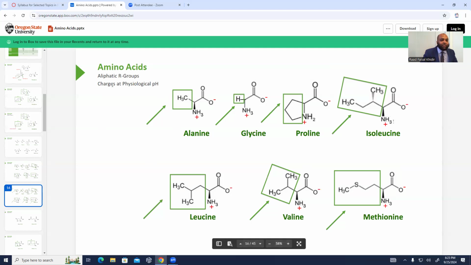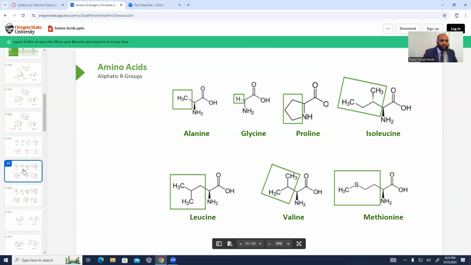So these aliphatic R groups, at physiological pH, is that acidic or basic? Basic. It's a little bit basic. Excellent. Look at the aliphatic group: it does not have an ion, it does not have oxygen, and it does not have nitrogen. So it will remain neutral.